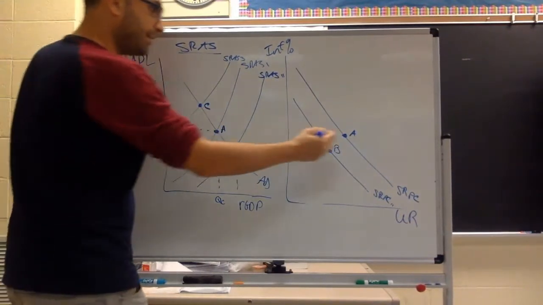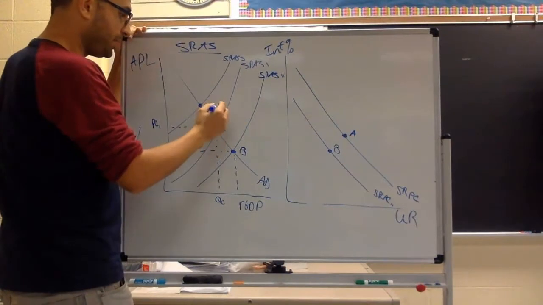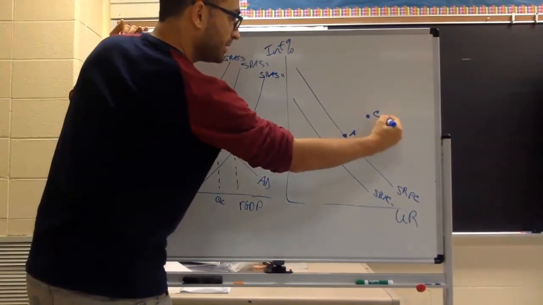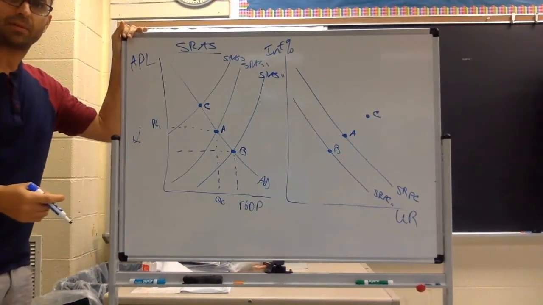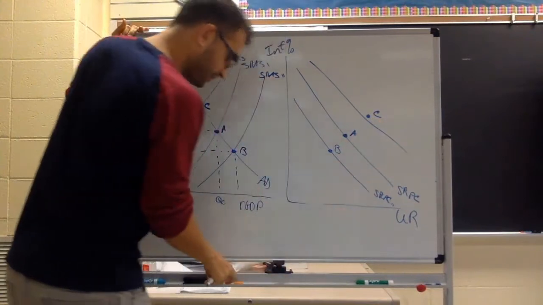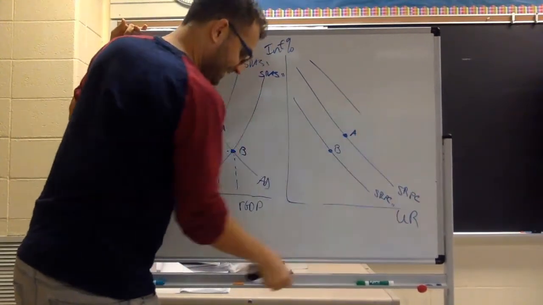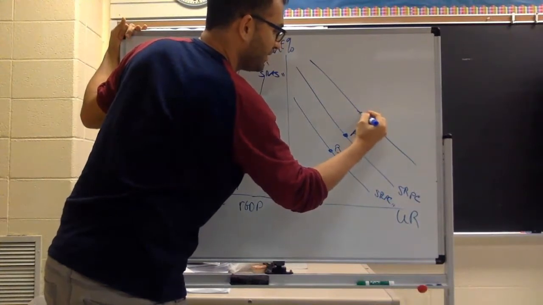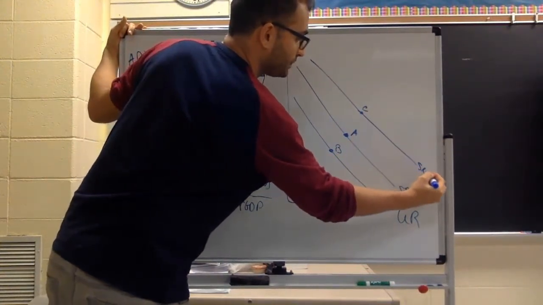Well, let's go back to A. We started at A. Now we're up and to the left, so it means we're going to be up and to the right. Here's going to be our C. So what's happened? Well, the SRPC in the short run has shifted to the right.